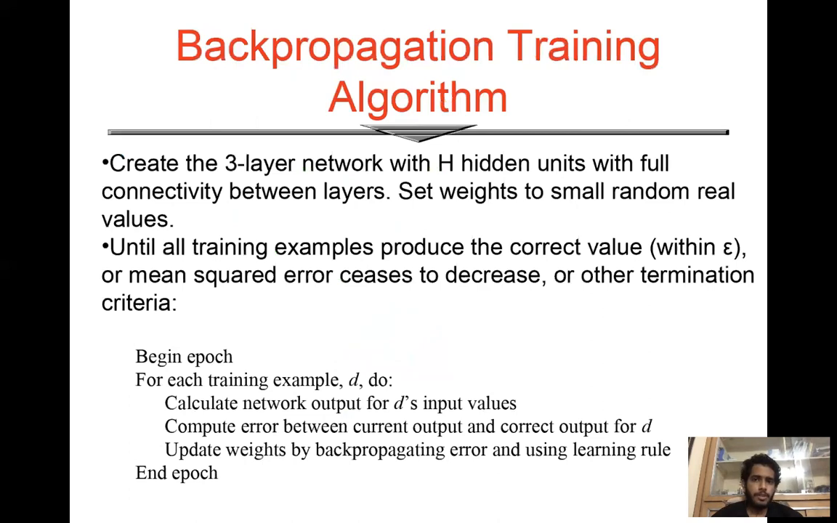Now, the backpropagation training algorithm. To create a new three-layer network with H hidden units with full connectivity between the layers, set weights to small random real values. Until all training examples produce the correct value, or mean squared error ceases to decrease, or the termination criteria are met, the following algorithm is repeated.